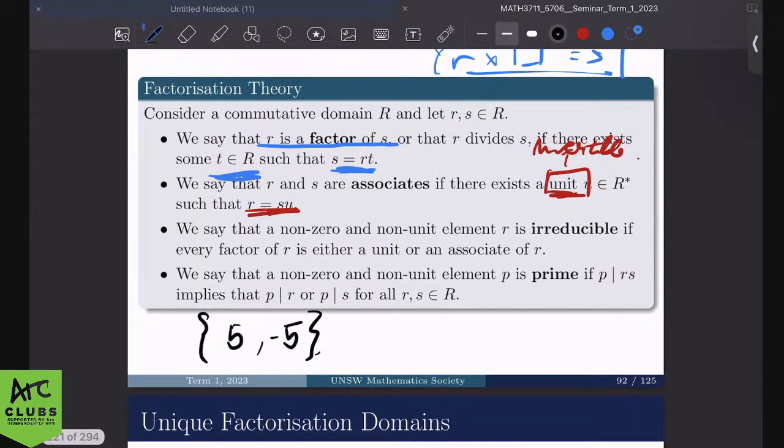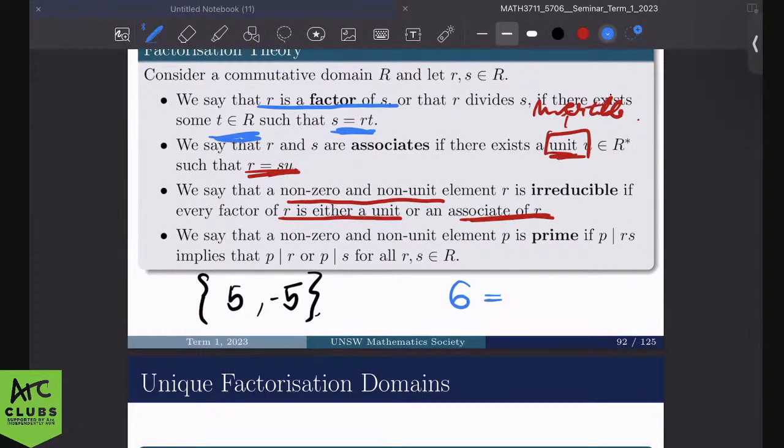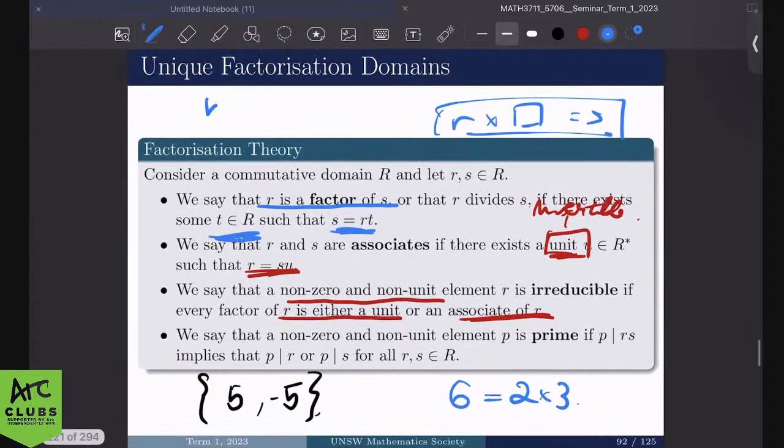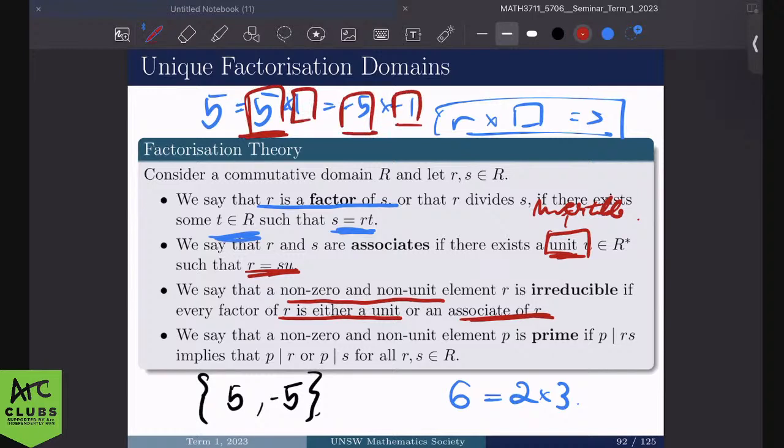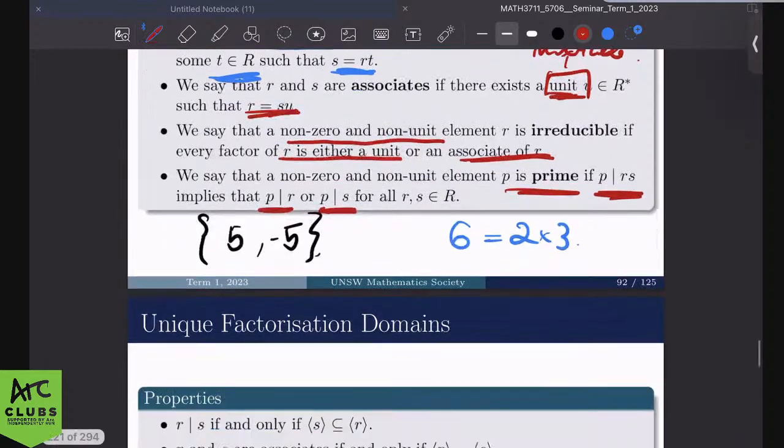And if you have an element that's not a unit, it's also not 0. It's irreducible if you can only factor it into other units and associates, which means you cannot break it down. So for example, 6 you can break down as 2 times 3. But 5, you can do 5 times 1. You can also do minus 5 times minus 1. But all of these elements are either just the same thing like 5, or they're units themselves, so 1 and minus 1. Okay? So irreducible means there are no non-trivial factorizations. And last of all, as we said before, an element is prime if P dividing RS implies that P divides R, or P divides S. Okay.